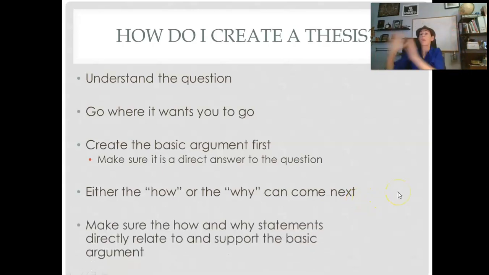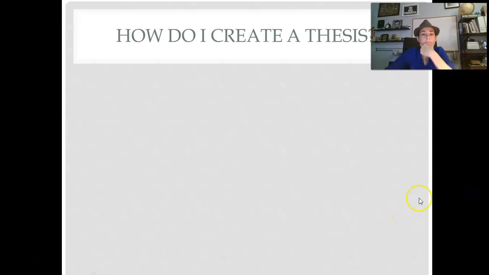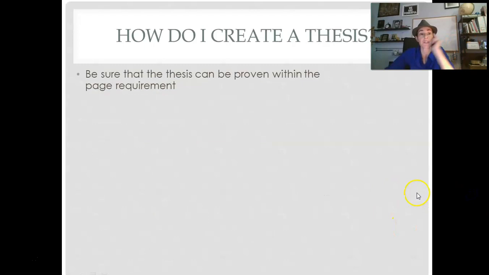Make sure the how and why statements directly relate to the basic argument, okay? They need to all be connected. These are pieces of one puzzle. So you can't be pulling pieces from another puzzle and try to fit it into this other one you're working. No. The pieces have to work together, okay? So the basic argument and the how and why statements all need to be linked. They need to connect to each other. So how do we create a thesis, right?